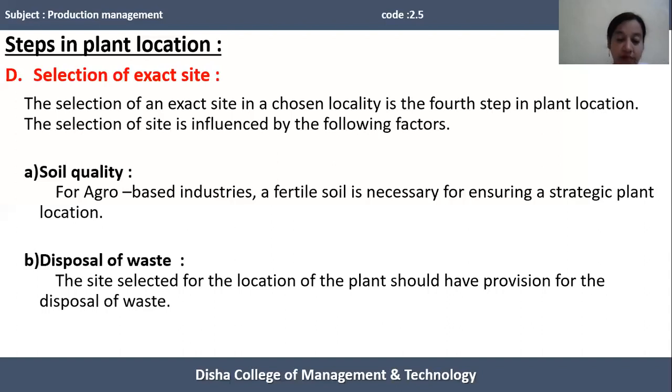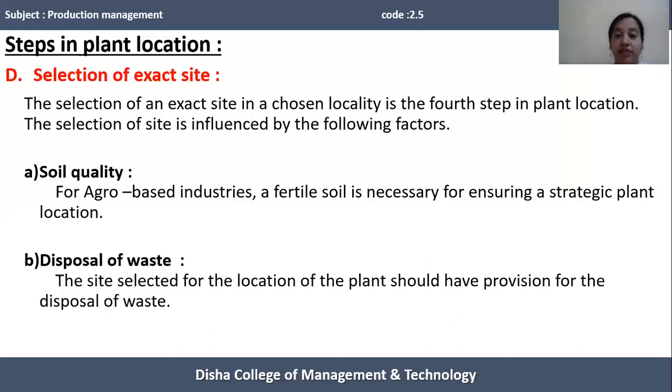First, they have to decide whether the plant should be located internationally or domestically. Second, they have to identify a particular region out of many natural regions. Third, they have to identify a particular locality in a particular region. And last, they have to identify the exact site in a particular locality.